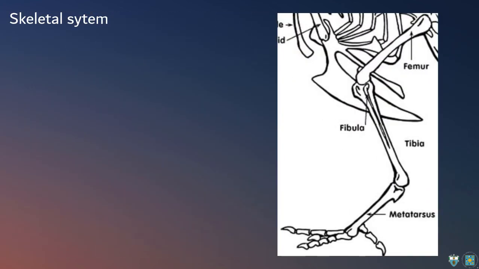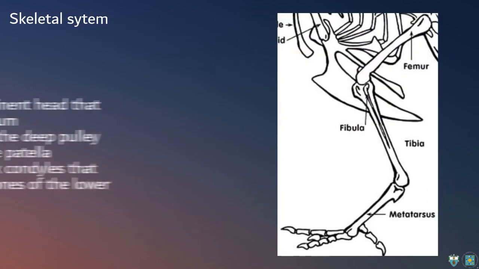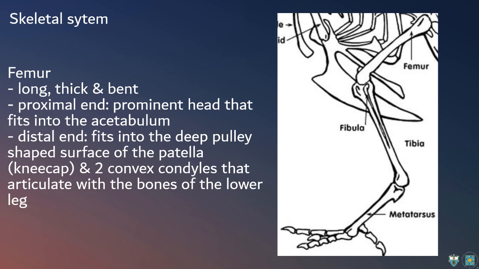Lastly are the bones of the legs and the feet. The femur is a typical long bone and is quite thick and bent. The proximal end has a prominent head that fits loosely into the acetabulum. The distal end carries the deep pulley-shaped surface for the patella or the kneecap, and two convex condyles that articulate with the bones of the lower leg.